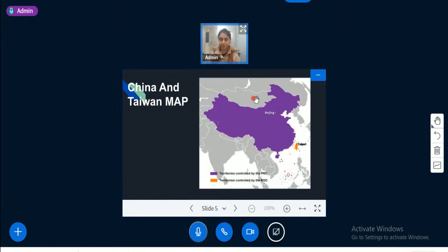Okay. What happened from 1927 to 1949? There was a civil war going on. On one side there was the party KMT, and on the other side there was the Communist Party of China. Clear? These two parties were having a civil war.